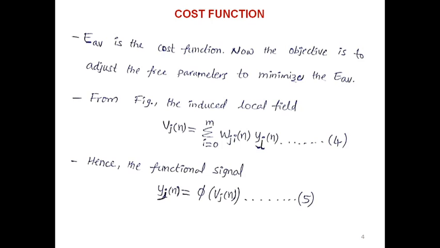Now the objective is to adjust the free parameters to minimize the error E average. Finally we need to adjust the free parameters. What are the free parameters? The connection link weights need to be adjusted to minimize the error. When you are minimizing the error, you are getting the actual response nearer to the desired response. So both actual and desired response will be almost equal by minimizing the error, because desired response minus actual response is the error. When both are equal, your error will be 0 or close to 0. So indirectly we are trying to make that error 0, which means we are getting the desired response. For that, we need to adjust the connection link weights. So this way the cost function here is E average.